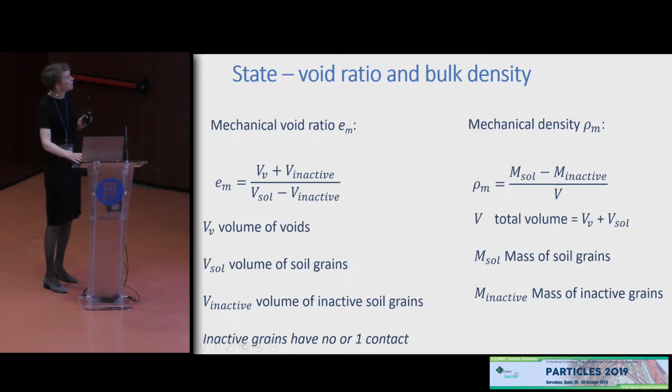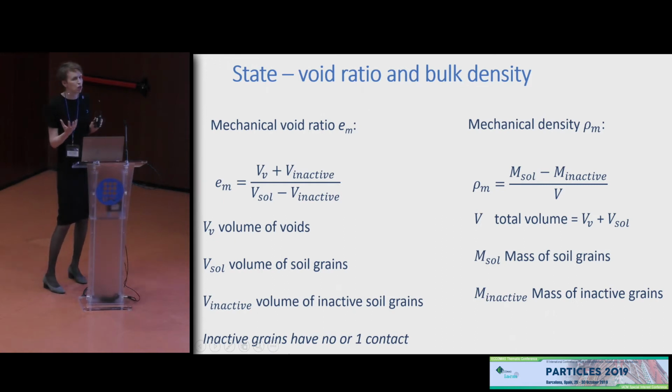But that led us to think a bit about what we mean by void ratio and density. If we are to really look at the density of the active grains that are transmitting stress in a material, we can look at a mechanical void ratio that considers the grains that don't transmit stress to be part of the void space, or a mechanical bulk density, which is a similar definition.